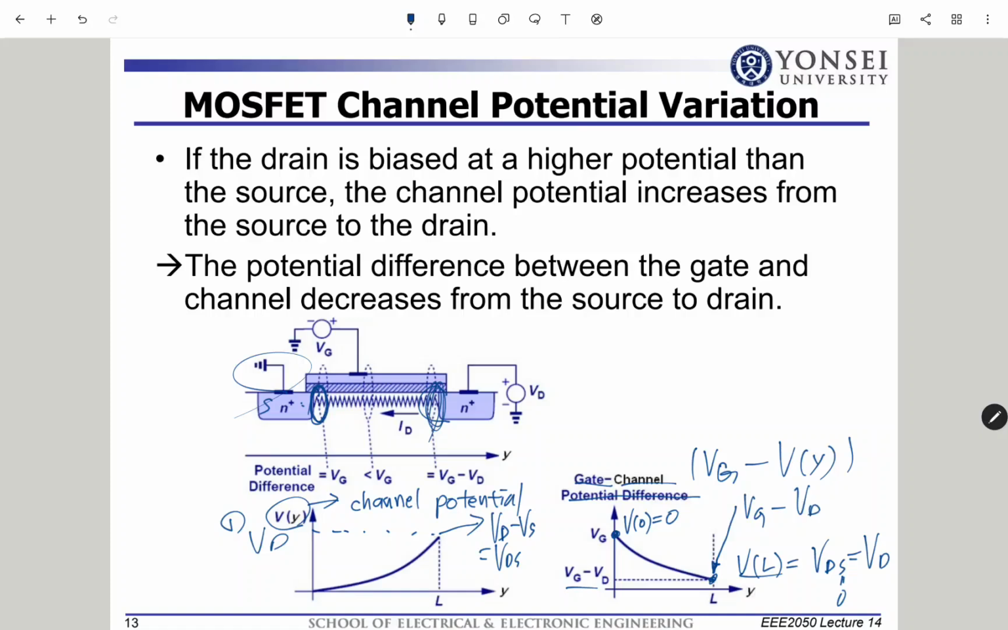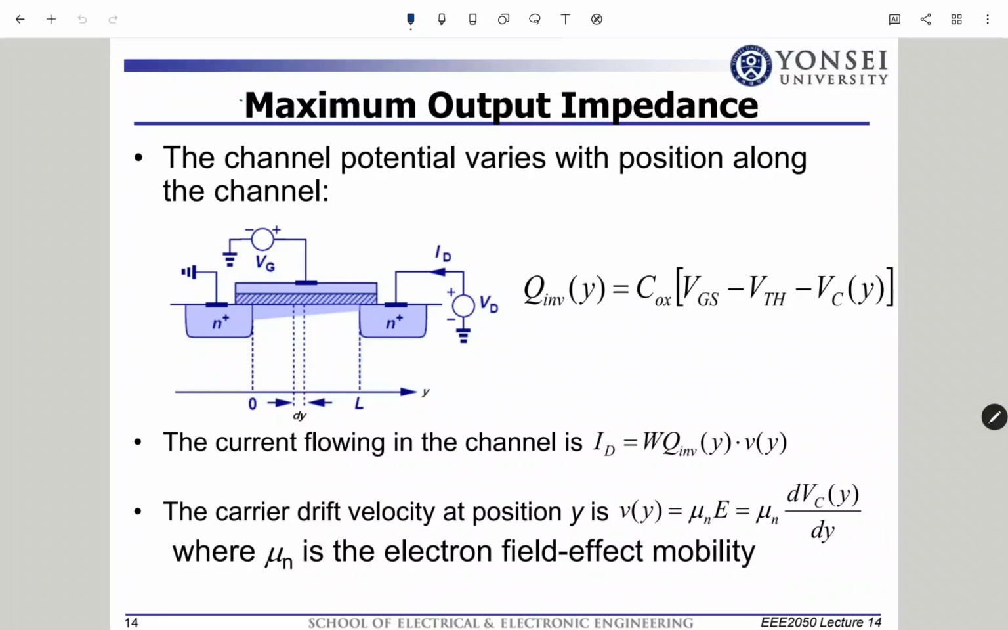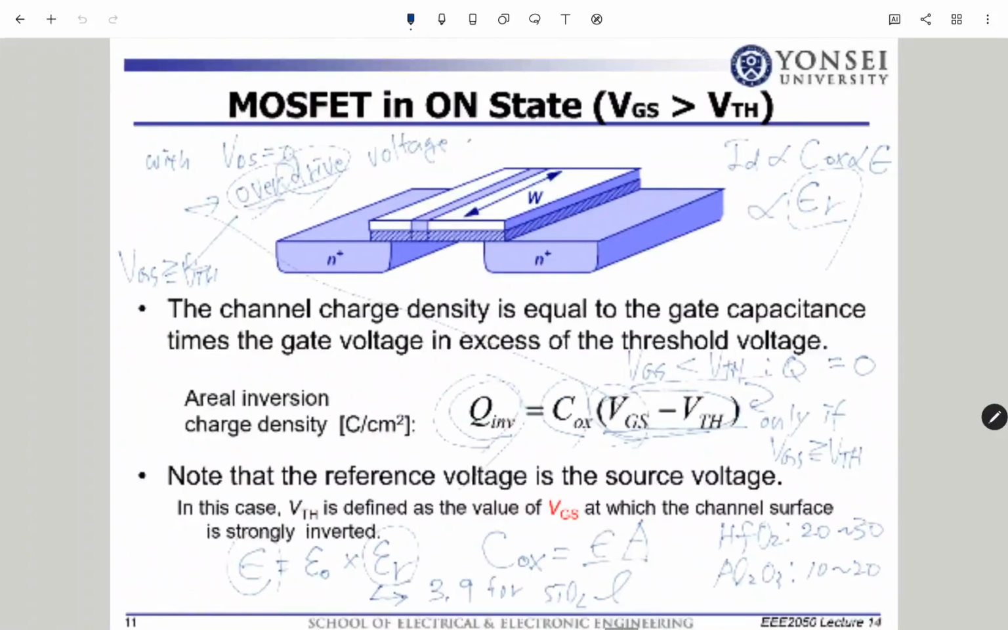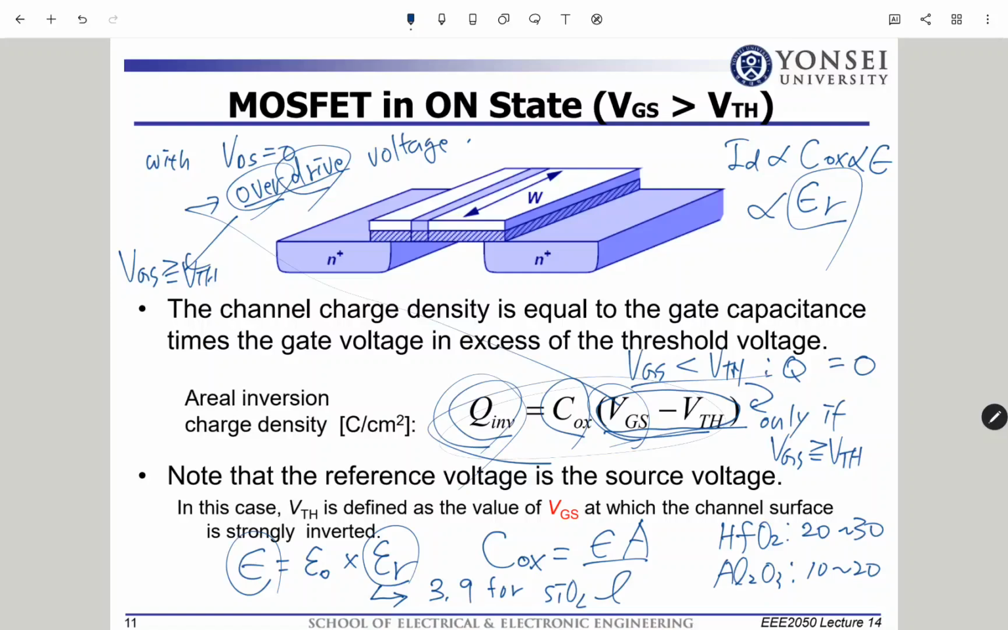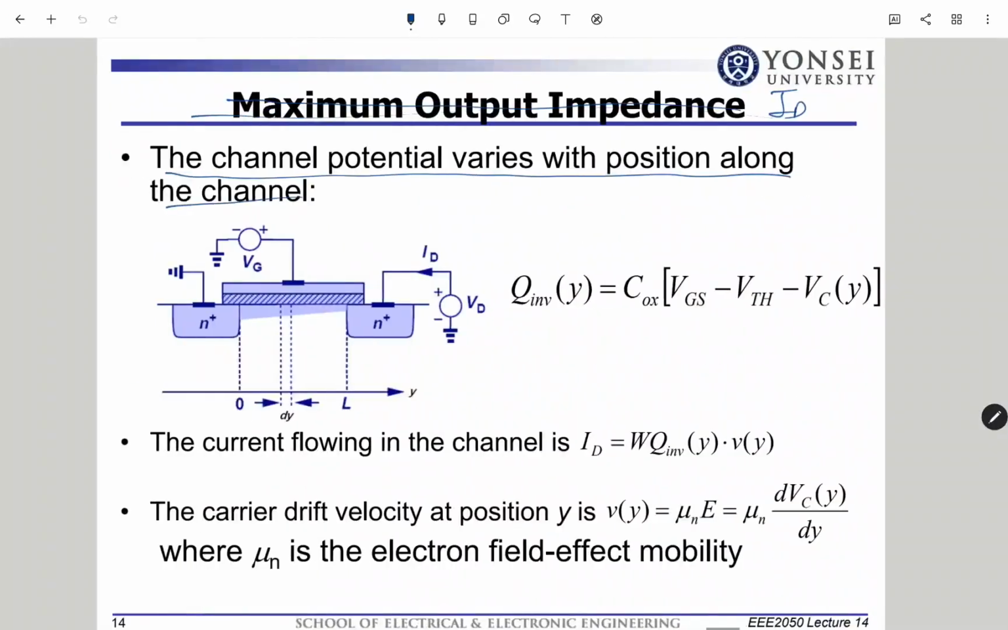So now, let us talk about why the title is maximum output impedance. It's nothing to do with impedance. I'm talking about the current ID. So you see that the channel potential varies with position along the channel. But unlike this case, the Q is different. Here, VDS is equal to 0. But here, VDS is non-zero.